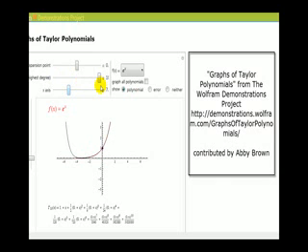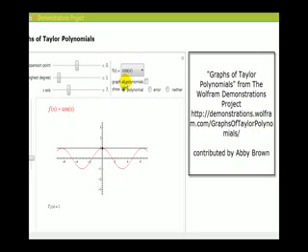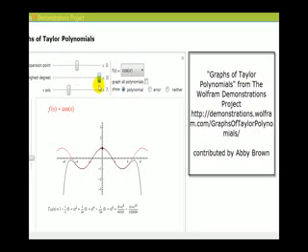Remember, a degree n polynomial has n minus 1 terms, so the more terms a polynomial has, the better it can conform to any given function. Let's take a look at f of x equals cosine x. And again, watch what happens as the degree of the polynomial approximation increases. It becomes a better and better approximation of the original function.